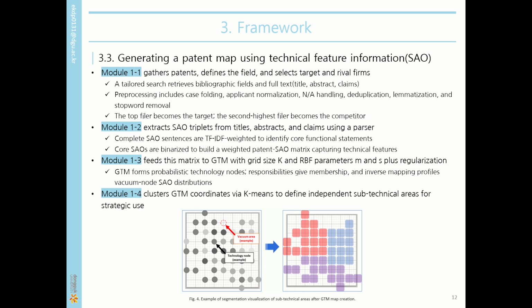Module 1-2 extracts SAO tuples from title, abstract, and claims using a parser. Complete SAO sentences are TF-IDF weighted to identify core functional statements. Core SAOs are finalized to build a weighted patent-SAO matrix capturing technical features. Module 1-3 feeds this matrix to GTM with grid size K and RBF parameters M and S plus regularization. GTM forms probabilistic technology nodes, responsibilities give membership, and inverse mapping profiles vacuum nodes' SAO distributions. Module 1-4 clusters GTM coordinates via k-means to define independent sub-technical areas for strategic use.